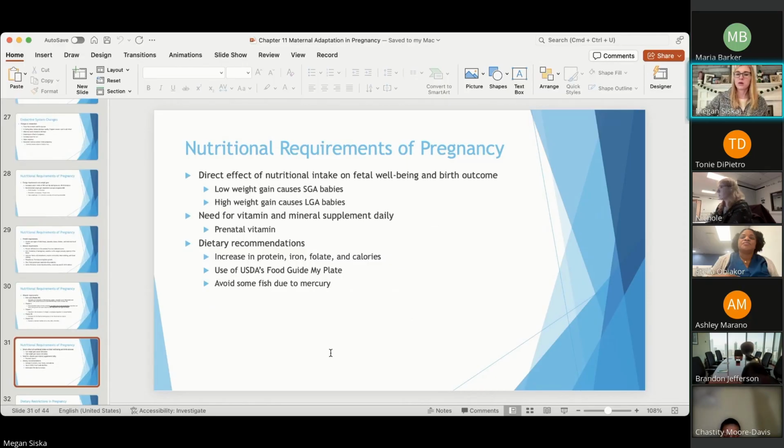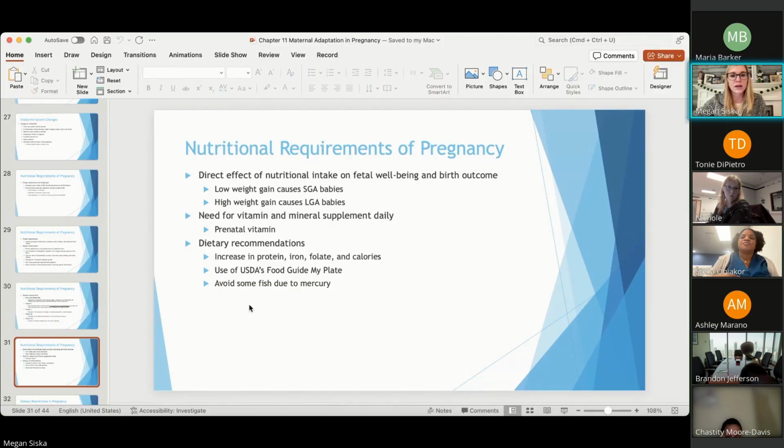As far as nutrition, direct effects of maternal nutritional intake do affect fetal well-being and the weight of the baby. Low weight gain of mom could cause the baby to have growth issues, or too much weight gain could also affect the baby. We talked about prenatal vitamins, increasing protein, the importance of iron, folate, which is folic acid, and then our caloric intake. So I feel like we covered all of this.